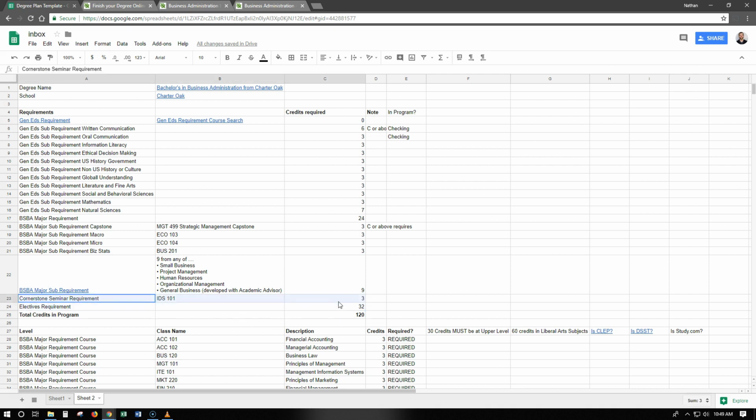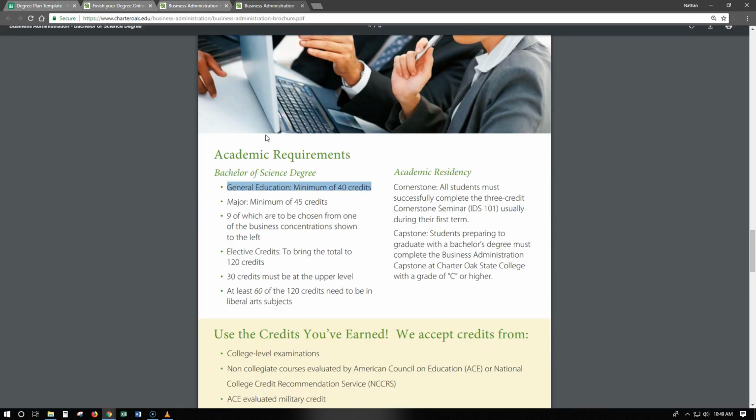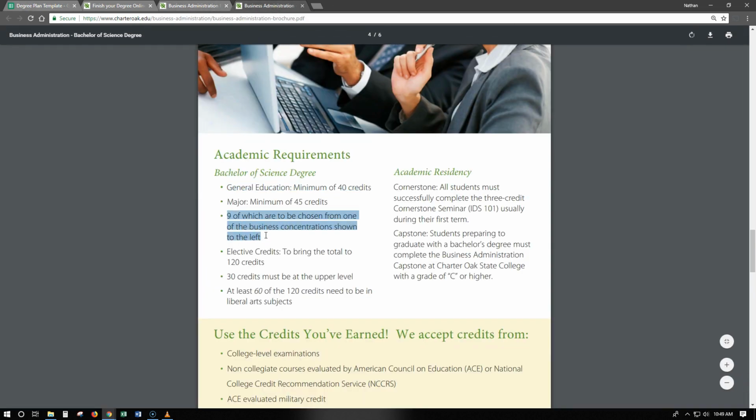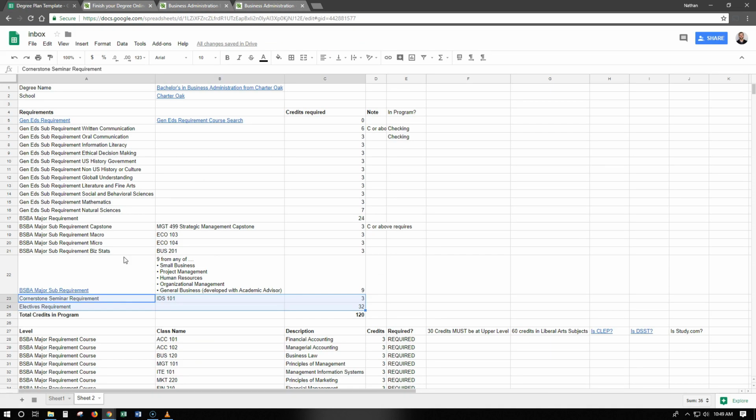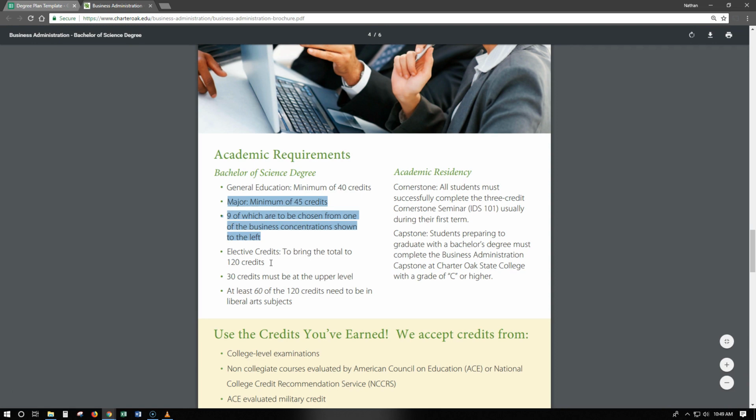So where did I get this cornerstone and this electives requirement? So this says 9 of which are to be chosen from one of the business concentrations shown to the left. So this is a sub-requirement of our major. So our major is 45 requirements, and this sub-requirement says 9 of which. So if we look here, let me close these windows. This is a sub-requirement. BSBA Major Sub-Requirement is what I listed for 9 credits. So out of the total 45, there's this amount, 36 plus this 9 that they just specifically set aside in the brochure.